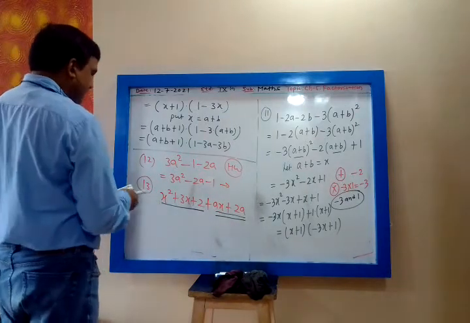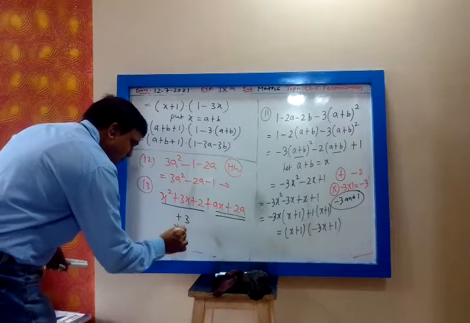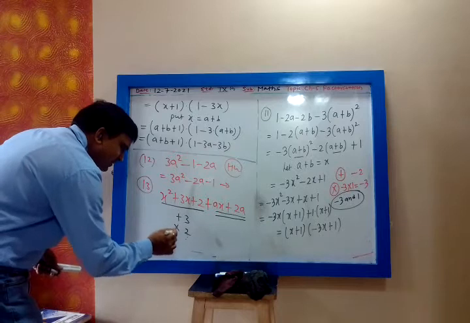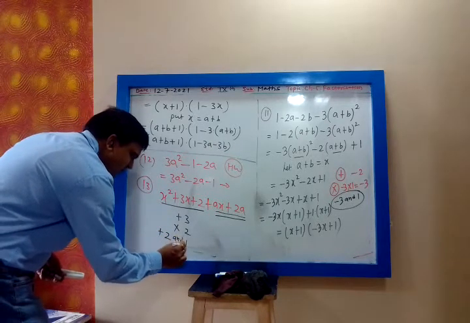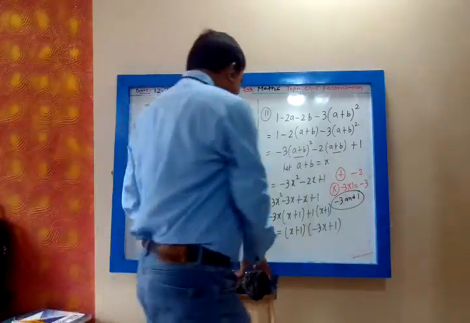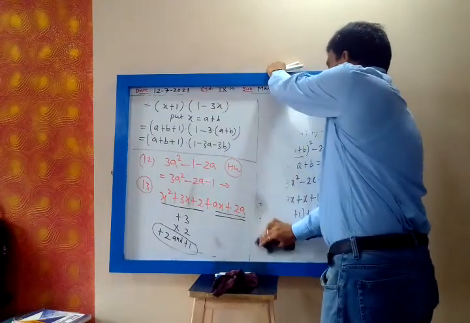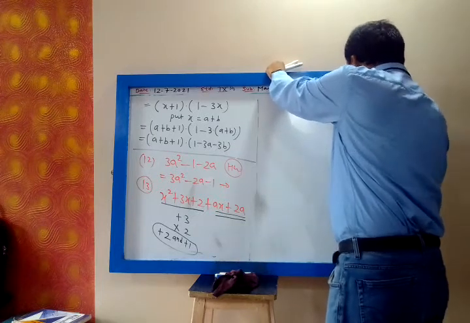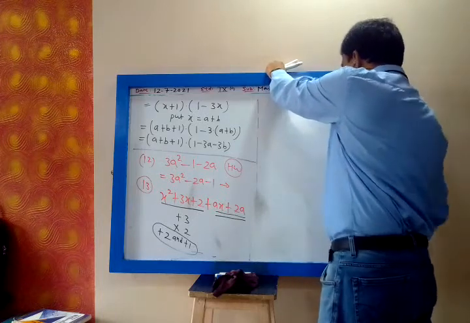So find two numbers whose sum is 3 and multiplication is 2. What are the two numbers? Yes, sum is 3, so plus 2 and plus 1. When you add, you will get 3. When you multiply, you will get plus 2. So the first three terms are quadratic terms. Those I will simplify separately.